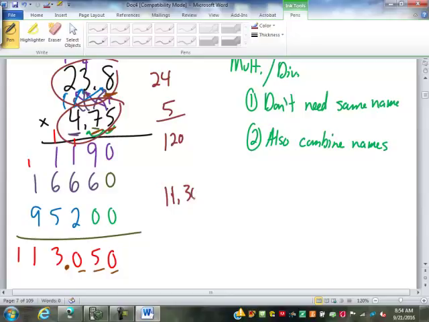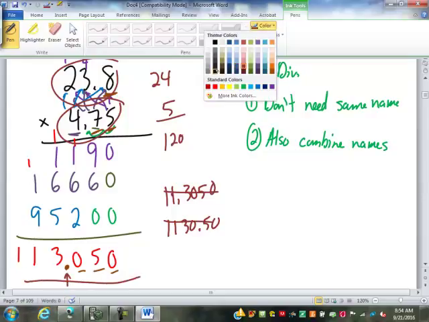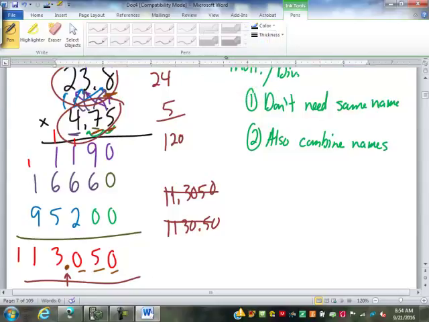Would 11.3050 make any sense? No. Would 1130.50 make any sense? No, it won't. This is the only place it makes any sense to put that decimal point. So by doing a little estimating, you can locate your decimal point as well.